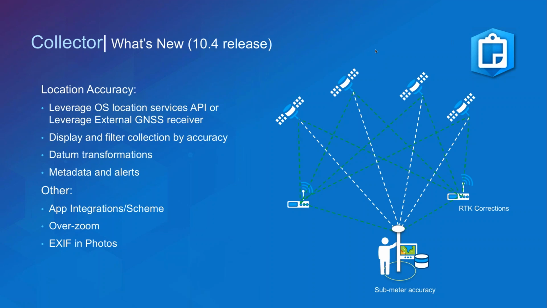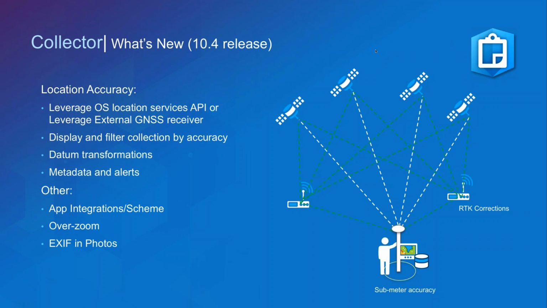And the GPS accuracy, both the horizontal and the vertical and all of the measurements of it, you can store directly on your data. So it was a big release for us as we rolled out Collector in the second half of this year. It also added app integrations and a scheme for you to remotely control it if you'd like from your own application.